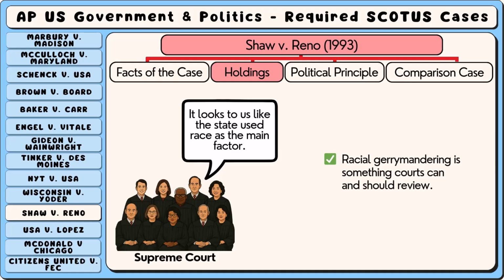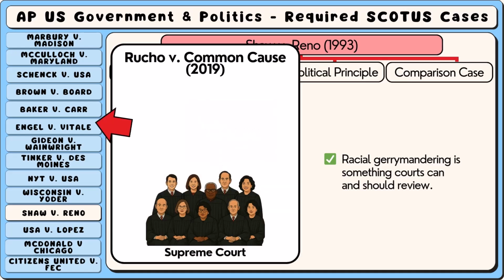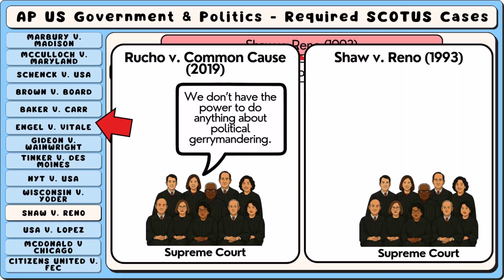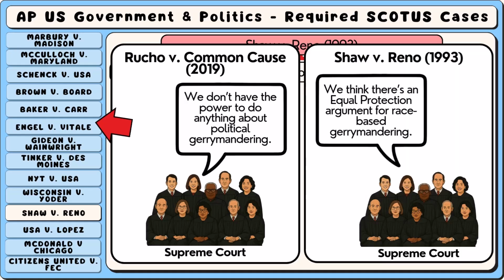This holding changed the future of redistricting by making it clear that racial gerrymandering is something courts can and should review. You might remember in our earlier discussion of Rucho versus Common Cause, which occurred in 2019, that the court ruled that politically partisan gerrymandering could not come before the courts. But Shaw versus Reno established that race-based gerrymandering can be challenged in courts.